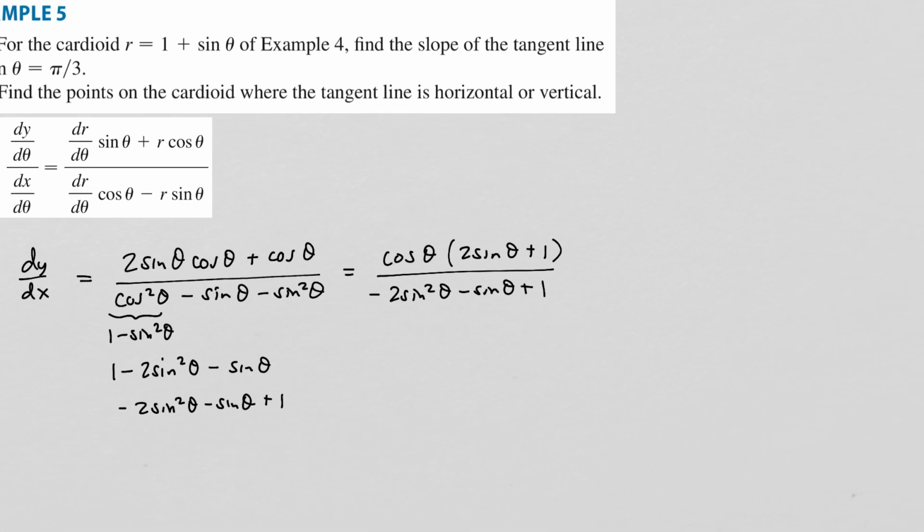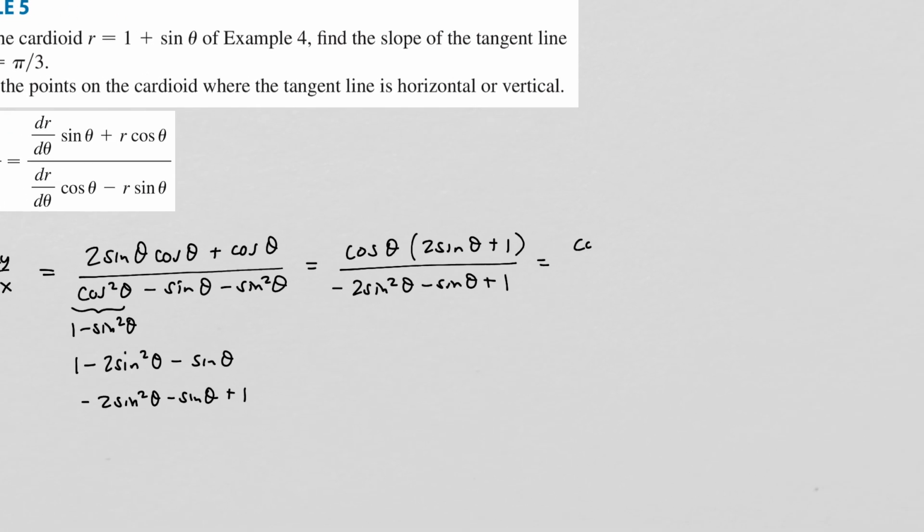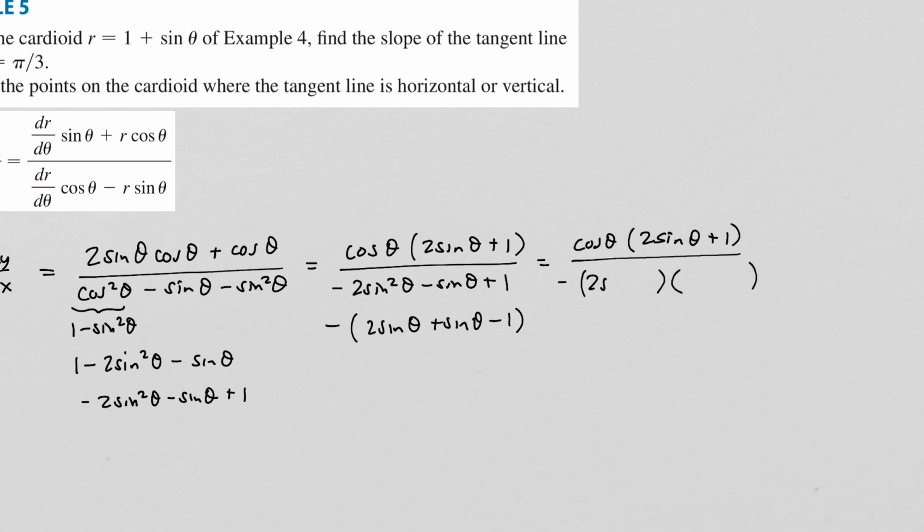And then we can factor a negative out. And if we pull a negative out, it's going to look like this. And then from there, we can factor the rest of that. So let's go ahead and write this down, and then you can decide if you agree or not. Okay, but it should factor like this.